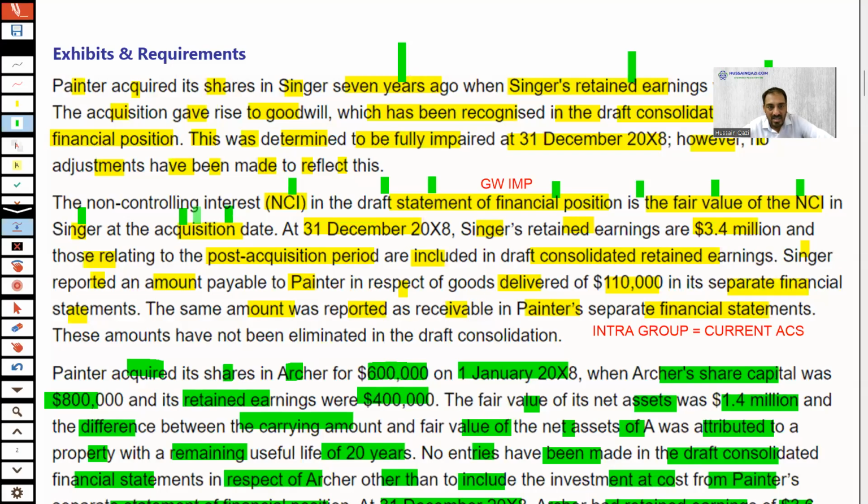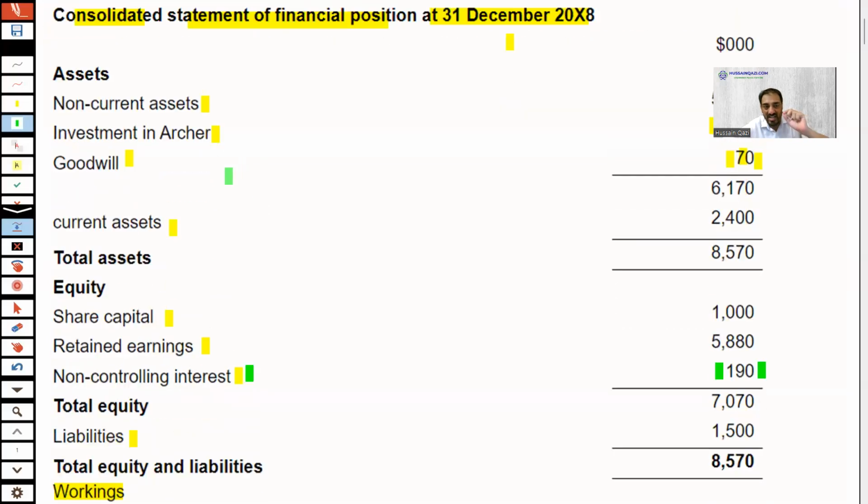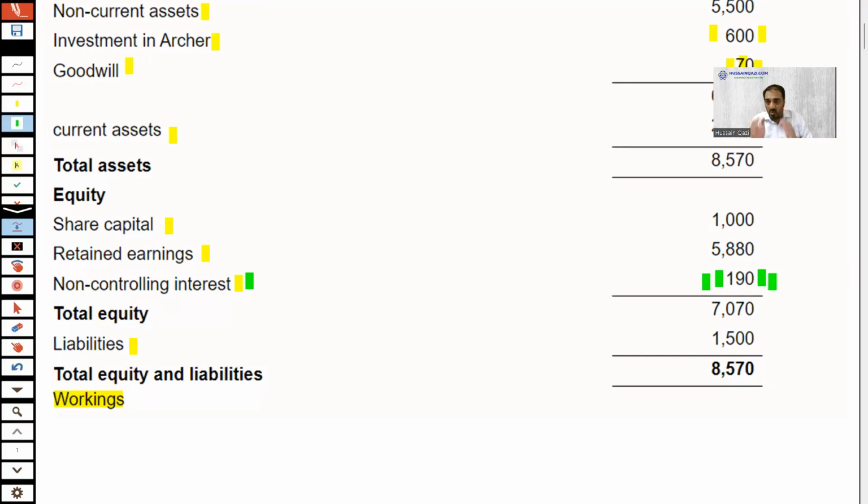Read it carefully. The NCI in the draft statement of financial position is fair value in subsidiary at acquisition date. So here, the consolidated accounts reflect retained earning that includes the value of non-controlling interest. The parent acquired the subsidiary 7 years ago, but not adjusted the post-acquisition profit with NCI. All the profit of the subsidiary is included in this 580. This 580 includes parent profit and subsidiary profit, but for the subsidiary profit, the parent should incorporate the percentage, that is 80%.